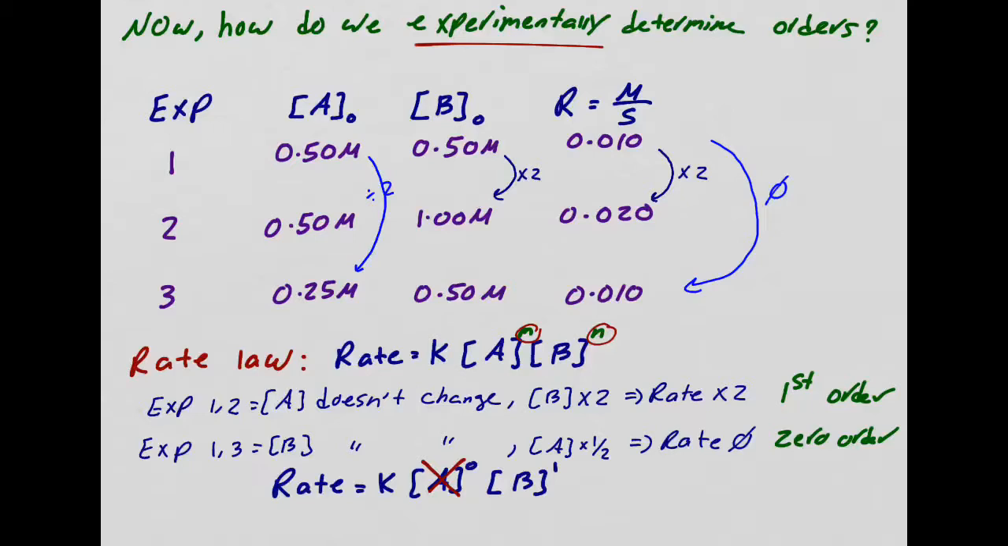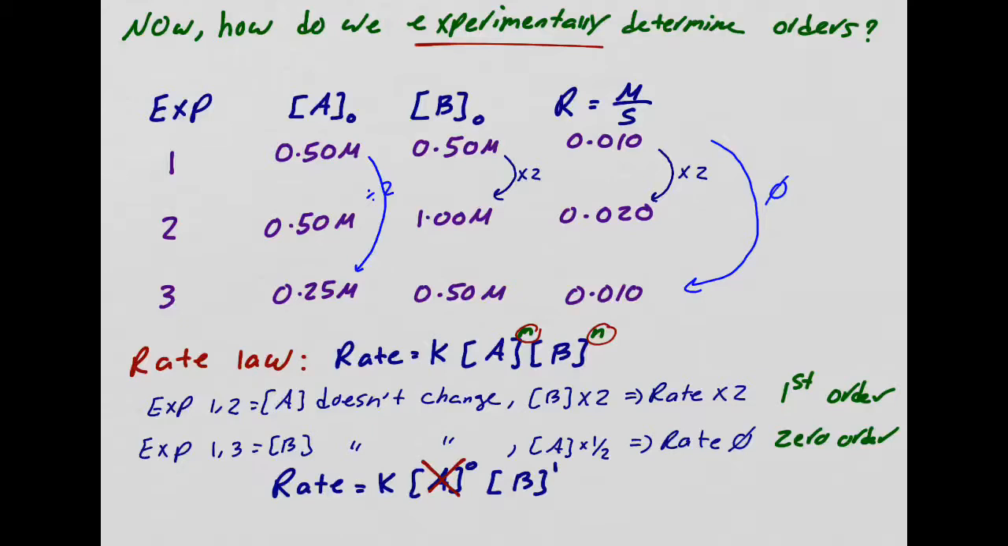To figure out the orders, find 2 experiments where only one thing is changing. You cannot change 2 variables at a time. That would not be good. And then figure out when you change the concentration, how does the rate change. If it doesn't change, that's 0. You can cross it out. If you double the concentration, the rate doubles. That's first order. So that is my equation. That is my rate law. So far, so good? Okay.